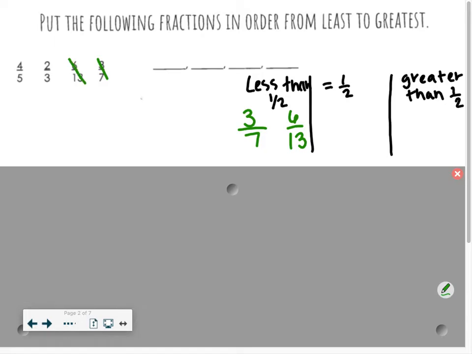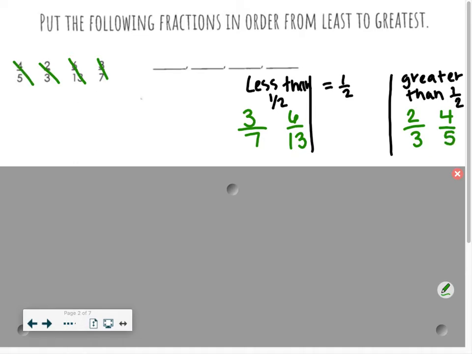How about 2/3? Well, what would be halfway to 3? 1.5. So if I have 2/3, is that going to be less than or greater than 1/2? Greater, right? Because 2 is greater than 1.5. This is so far easier. Okay, and how about 4/5? What would be about halfway to 5? Mila? 2.5. So if I have 4, is that greater or less than? Greater. So my 4/5 has to go over here.